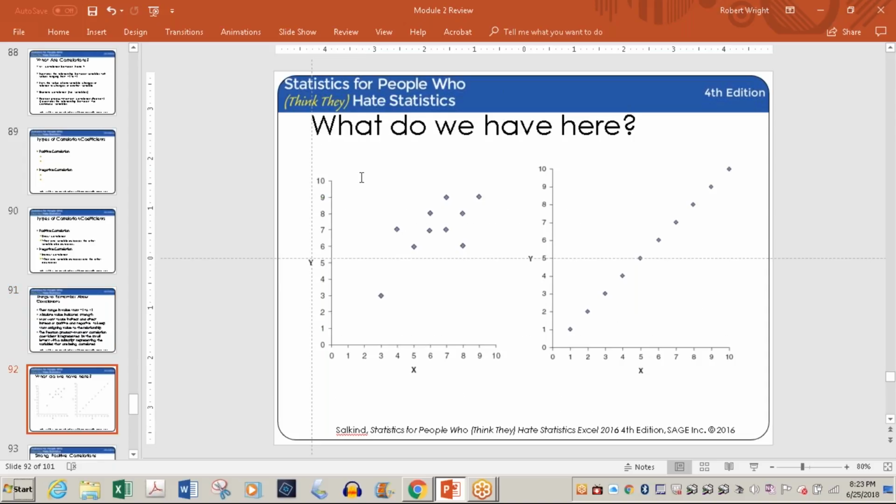Let's look at these two graphs. What do they show? What kind of correlation? Positive. Yeah, that's a positive correlation. You can see how stuff is moving in a general upward direction. Now this one here is called an imperfect correlation, because you can see it goes in the general direction, but it's sort of scattered.